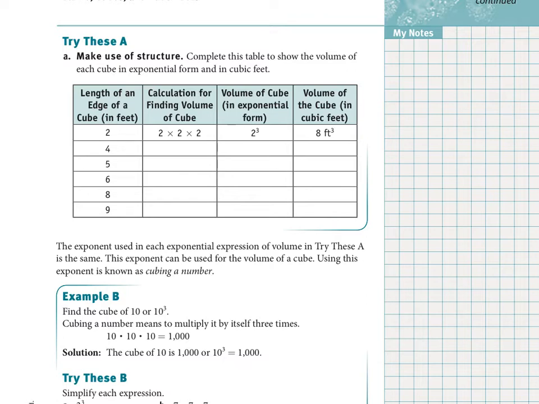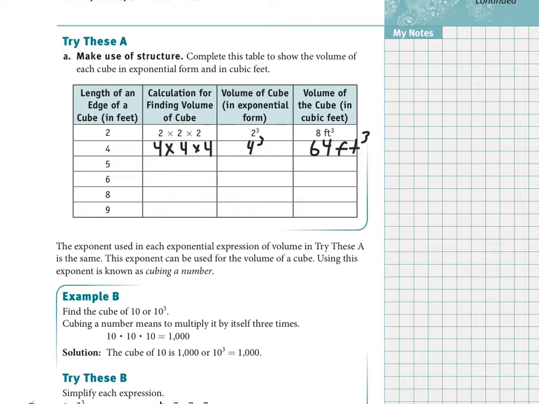If it was 4, we would be doing 4 times 4 times 4. To write that as an exponent, the base is 4, because that's the number we're multiplying, and there are 3 factors of 4. And 4 times 4 times 4 is 64 cubic feet.